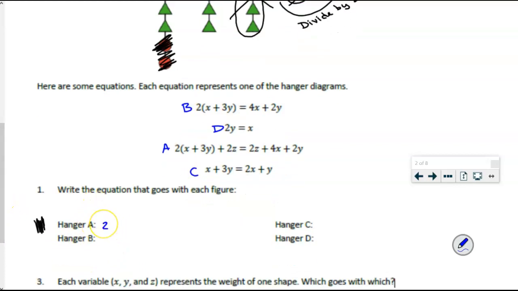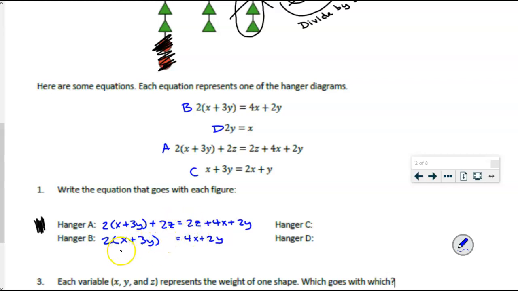We also could have written it a little bit differently. Hanger A would be 2 groups of x plus 3y plus the extra 2z, which is equal to the 2z plus 4x plus 2y. Hanger B, 2 groups of x plus 3y, which is equal to the 4x plus 2y, only difference being that we subtracted the 2z from each side.